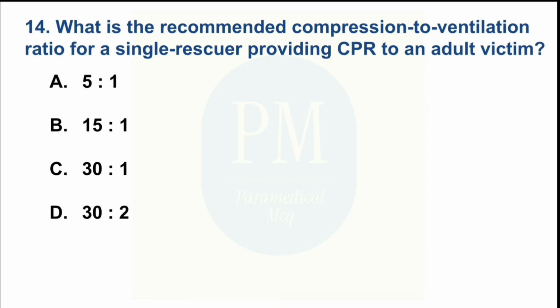What is the recommended compression to ventilation ratio for a single rescuer providing CPR to an adult victim? Option A. 5:1. Option B. 15:1. Option C. 30:1. Option D. 30:2. The correct option is option D. 30:2.